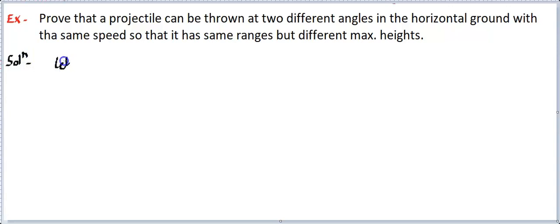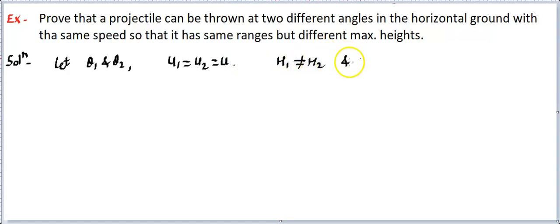We can assume the two different angles are theta 1 and theta 2, and u1, u2, the speeds or velocity magnitudes, are equal in the two cases, so let's consider it as u. What it says is h1 should not be equal to h2, however R1 is equal to R2. So we will start with the given condition R1 equals R2, and equate them using the formula.